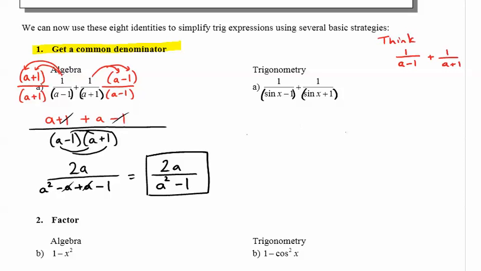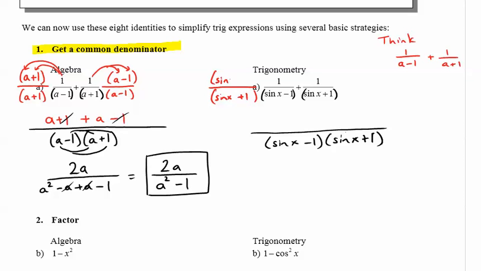So what we need is a common denominator. We've got two terms in the denominator right now. We need to have sine x minus 1 and sine x plus 1. So in order to get sine x plus 1, the common denominator on the left-hand side, I need a sine x plus 1 term. So I multiply the top and the bottom of the fraction by sine x plus 1. Now the second fraction needs sine x minus 1 in the bottom. So I multiply the top and the bottom of the fraction by sine x minus 1.